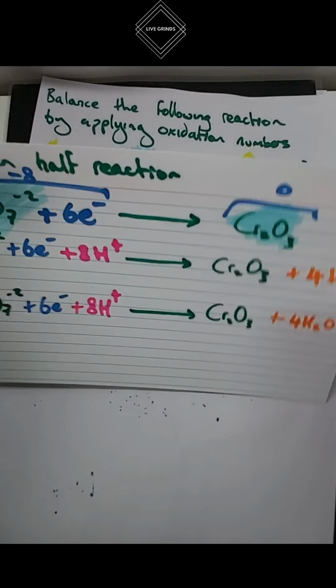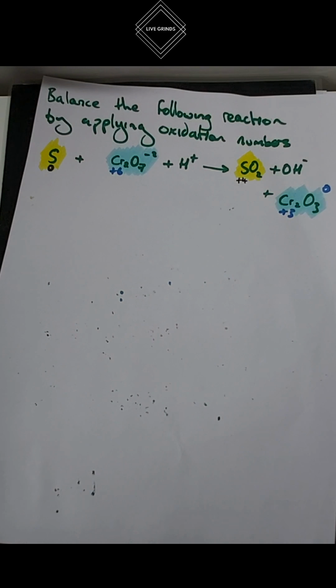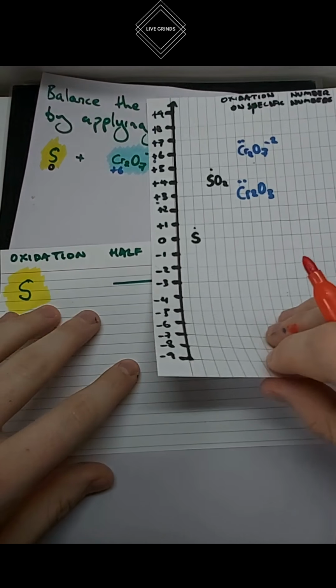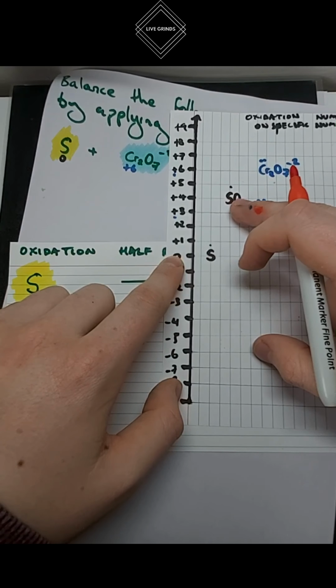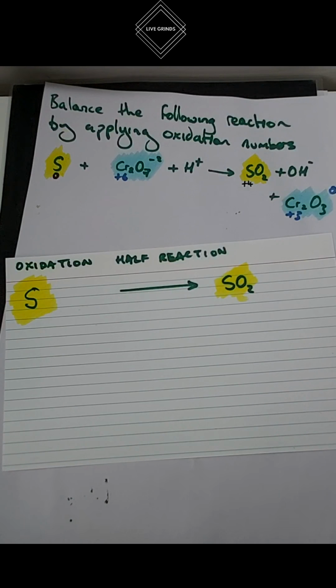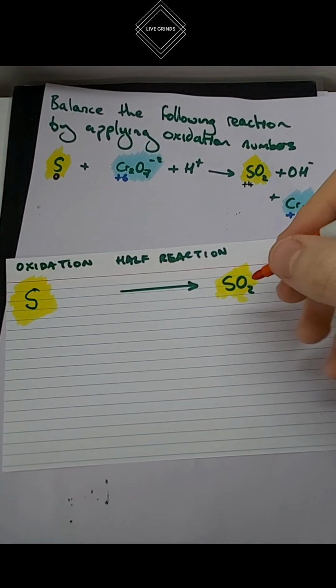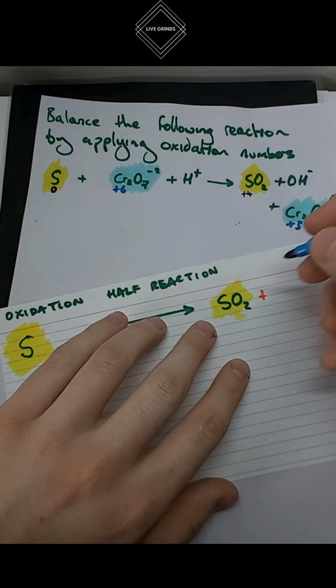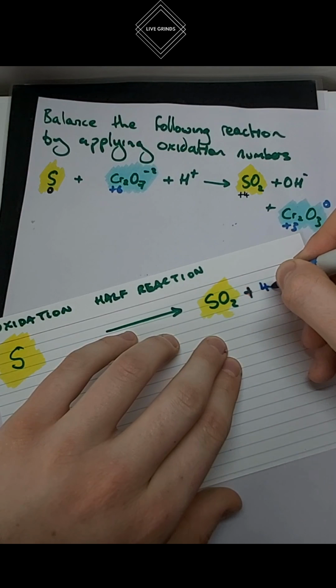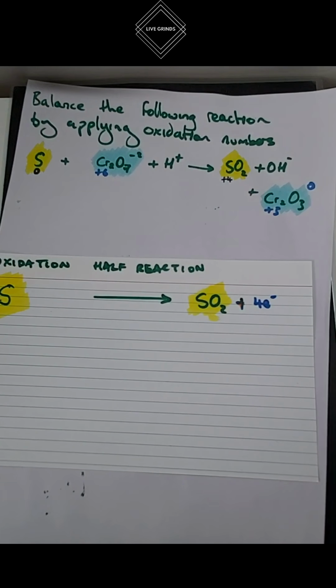So now we're going to work on the next half reaction. And the next half reaction is when you went from sulfur of an oxidation state of 0 to sulfur of an oxidation state of 4. It moves from sulfur to sulfur dioxide, it loses 4 electrons. So on the right hand side over here, I'm going to have 4 electrons.